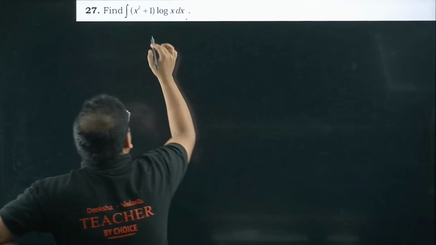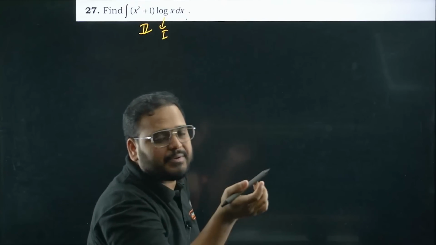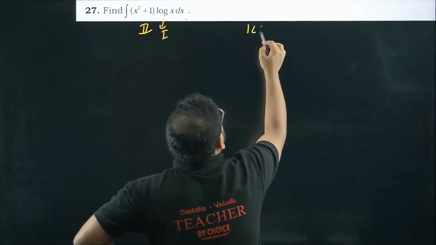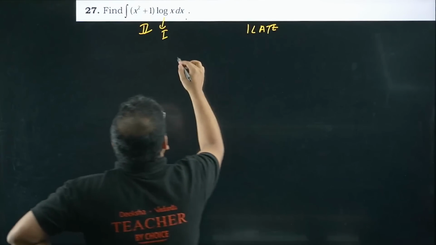This is my function number 1. Function number 2, I let. Log has the preference. So log has the preference over algebraic function. Okay, so let's do it like this. What are you going to do?